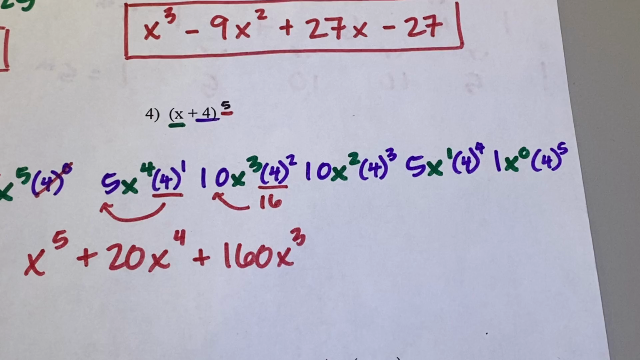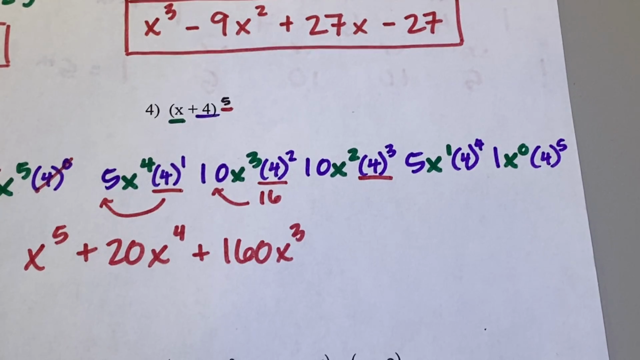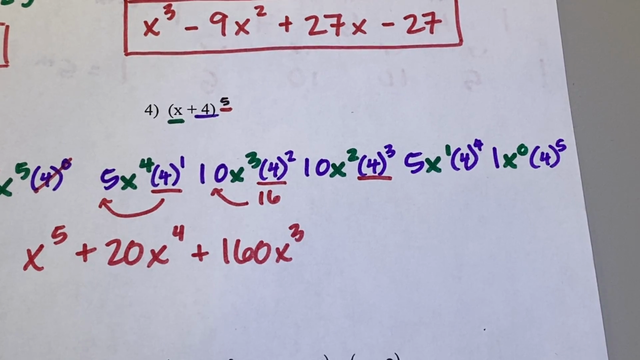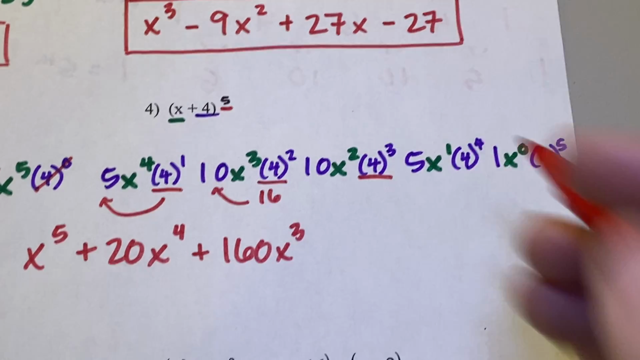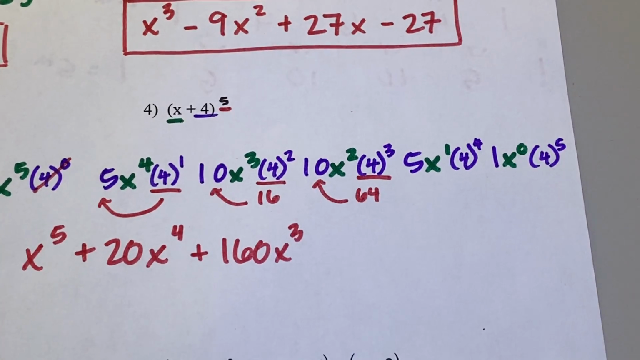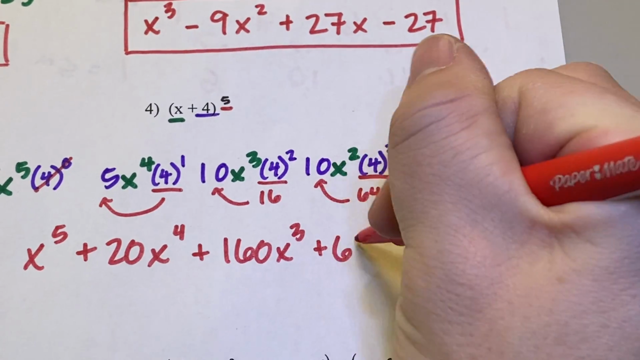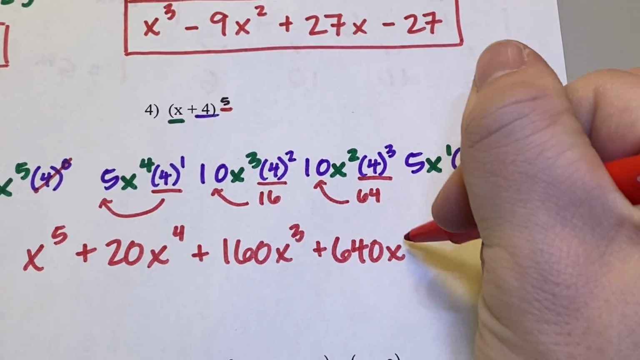Okay, next guy. Ooh, 4 cubed. Anybody know what that is? 4 times 4 times 4? Or think 16 times 4? 64. Nice. Okay, it's going to be an even bigger number. What's 64 times that 10? 640. Good job. Plus 640 with the x squareds attached.